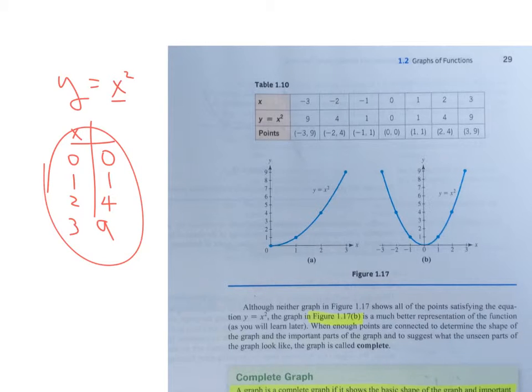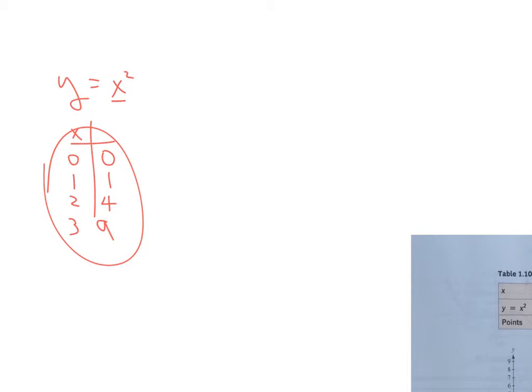All right, so complete graph, middle of page 29. A graph is complete if it shows the basic shape of the graph and important points on the graph. Important points on the graph is very obviously important. And we'll get into what those important points look like. But let me just give you an idea of what an important point looks like.